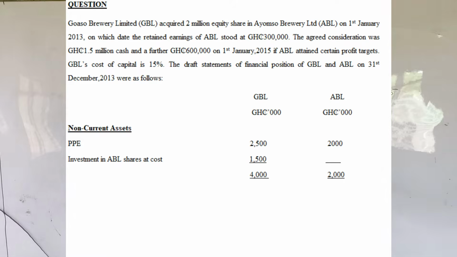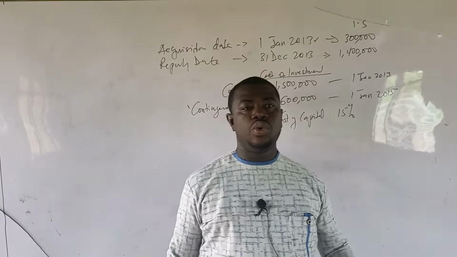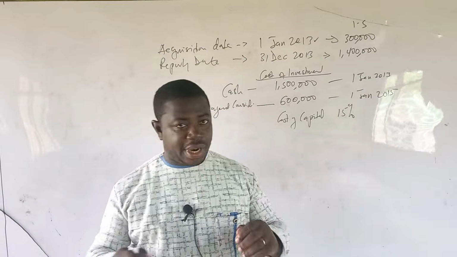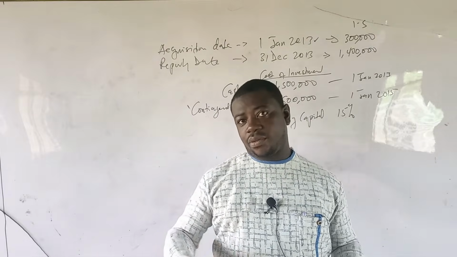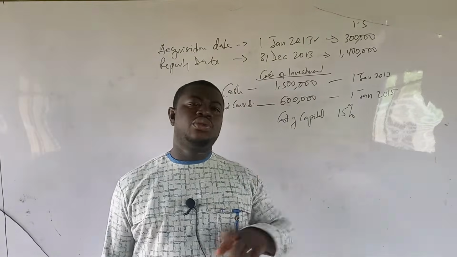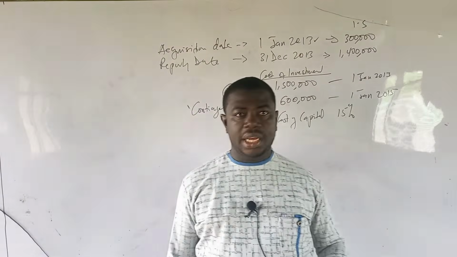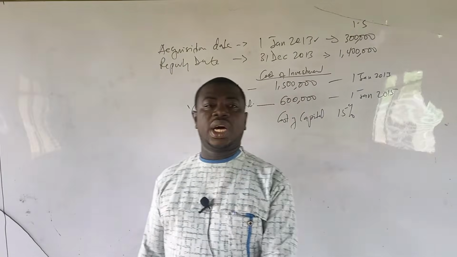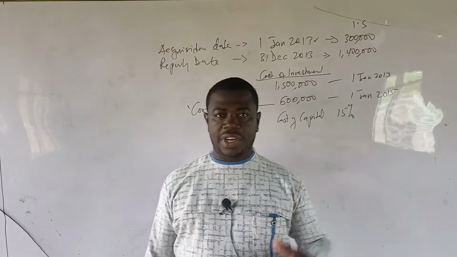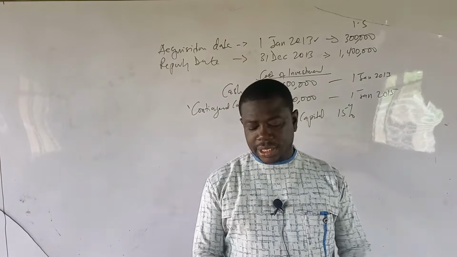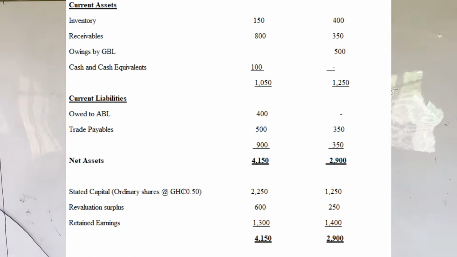Remember that we are told in the introduction that GBL acquired 2 million equity shares in ABL. They didn't tell us the total number of shares of ABL at the date of acquisition. We are only told that they acquired 2 million. So in order to know the percentage or the cost of control, or what we call the group structure, you need to find the total number of shares, and then you find a fraction of that to get a percentage that has been purchased by the parent. And then you are going to use this 50 pesos per share as a basis for finding that. So let us take note of that.